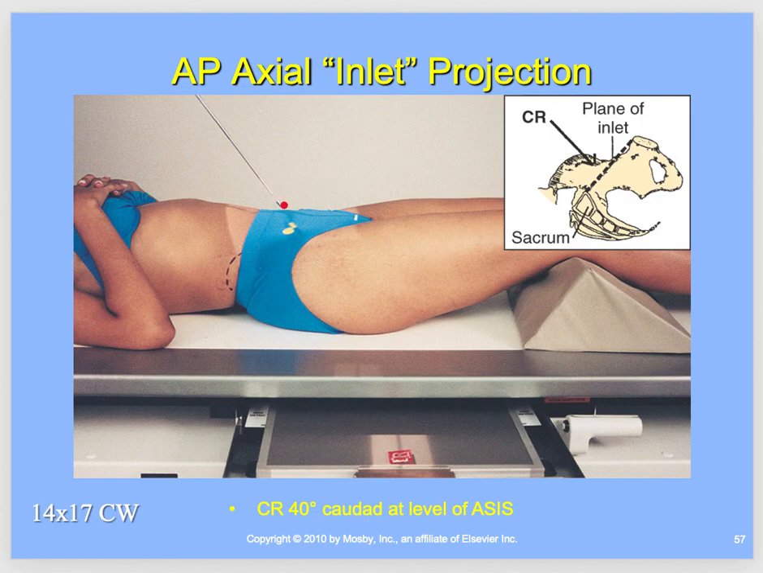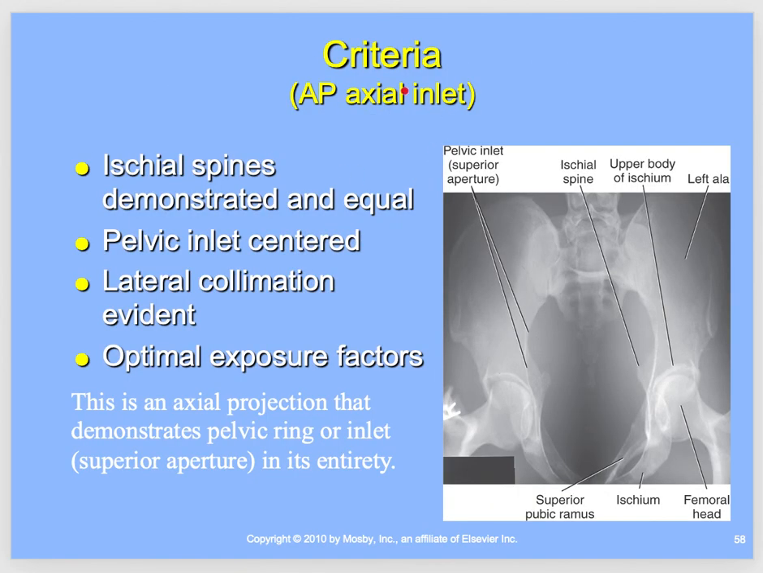So your inlet, your CR is 40 degrees caudad. So this is for everybody. So the inlet, 40 degrees caudad. And you can see your symphysis pubis is here. So our central ray is going to come to the ASIS. Okay, so central ray at ASIS and 40 degrees caudad. So criteria of the axial inlet. So inlet, and then the outlet is down below.